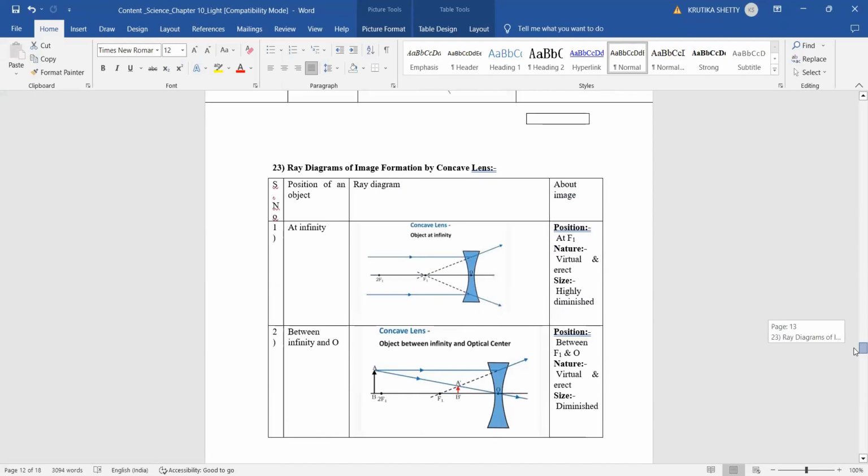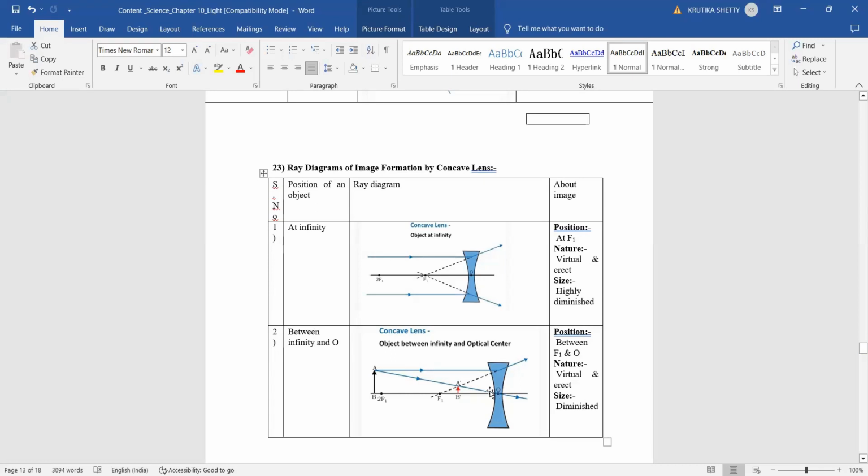For the concave lens only 2 cases are there. When the object is at infinity, the image is formed at F1 and the nature is virtual and erect and the size is highly diminished. Okay, so this is for the concave lens. Second case, between infinity and the optic center.